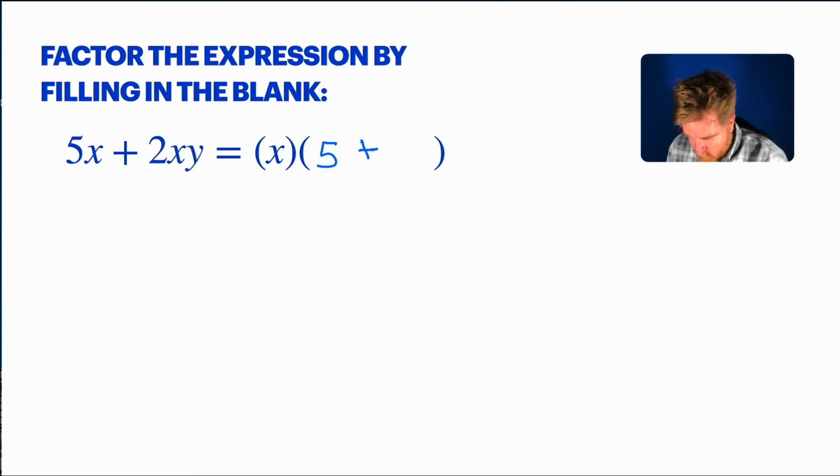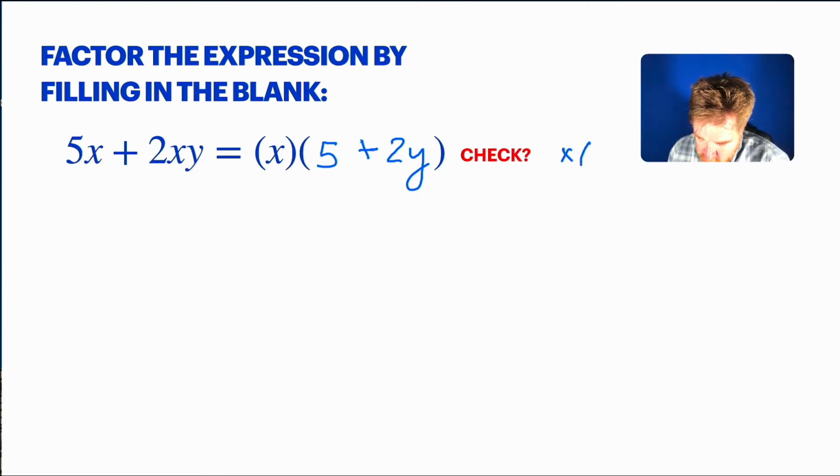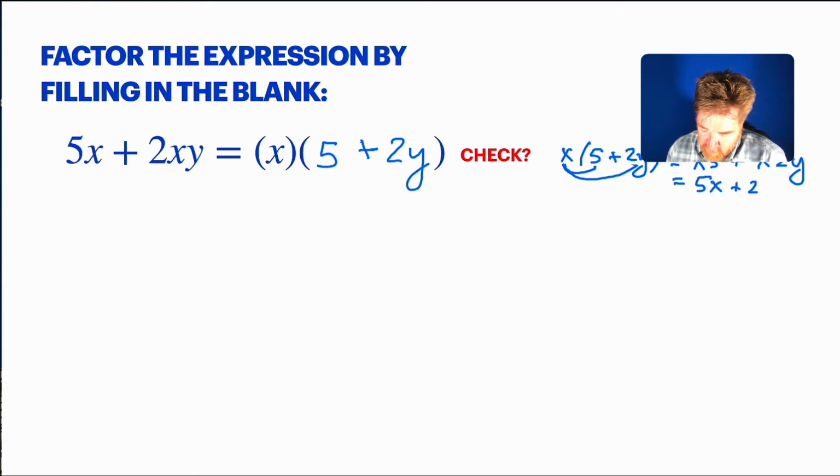2 and a y. Those are the things we haven't accounted for yet. Beautiful. You got it. And if you want to check it, what we need to do is just multiply it together, just like before. This time it's going to involve a little bit of distributing. So x times 5 is x5, and x times the other term is plus x2y. And if we commute these around, write them in the order we're used to, look at that. We get the original. Good to go.